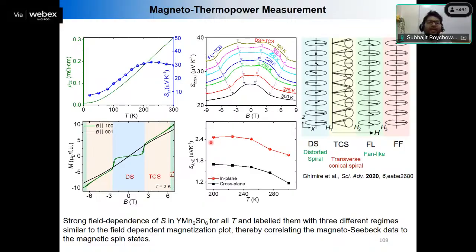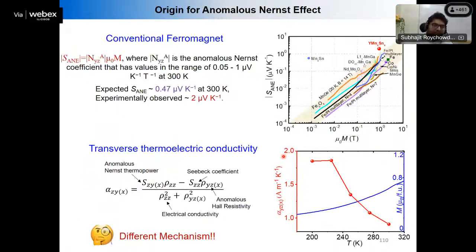We observe a maximum of 2.4, and at room temperature 2 microvolt per Kelvin. Now, as I have mentioned, if a conventional ferromagnet is the origin of the anomalous Nernst effect, it will follow the magnetization. As a result, we should expect a value of 0.5, but we are getting 4 times higher than that. So how to explain that? Then we also calculated the transverse thermoelectric conductivity. That also does not follow the magnetization. This gives the indication we have a different mechanism.